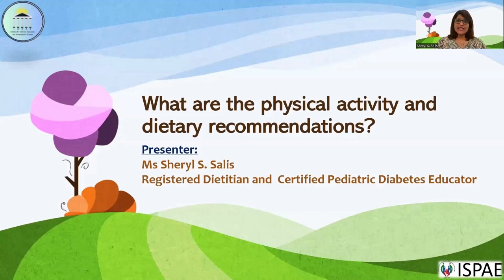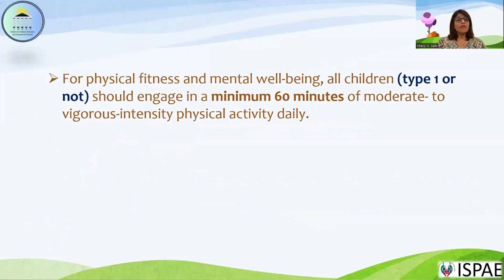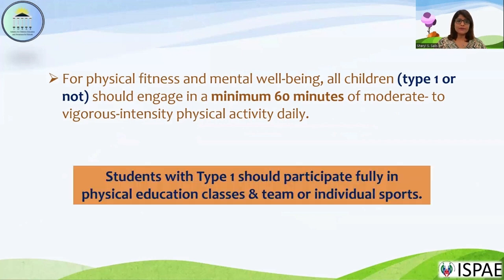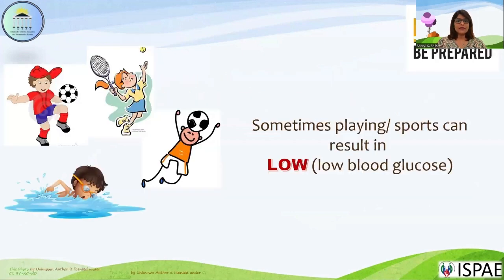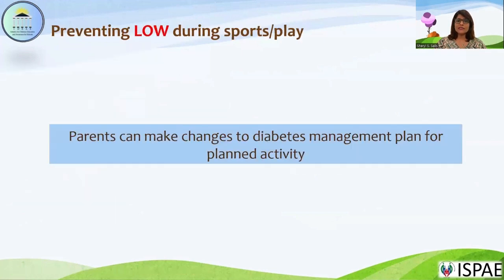What are the physical activity and dietary recommendations? For physical fitness and mental well being, all children, type 1 or not, should engage in a minimum 60 minutes of moderate to vigorous intensity physical activity daily. Students with type 1 diabetes should participate fully in physical education classes and team or individual sports. Now, sometimes playing sports can result in low blood glucose levels. How do we prevent low blood glucose during sports or play?